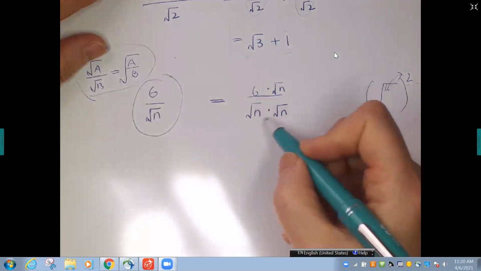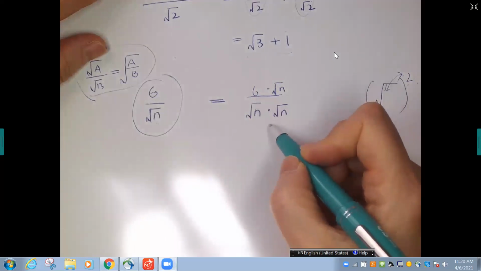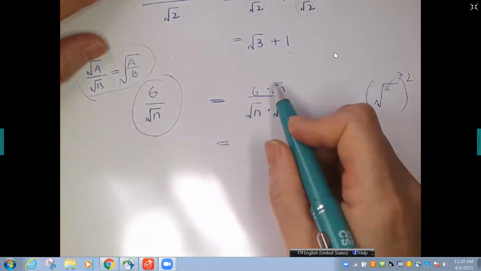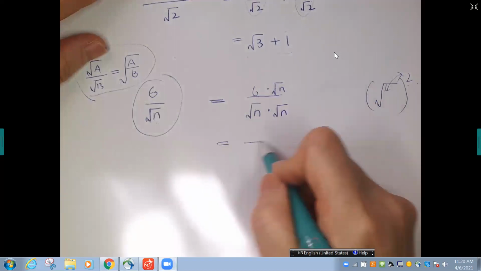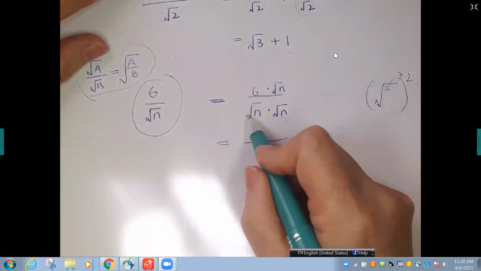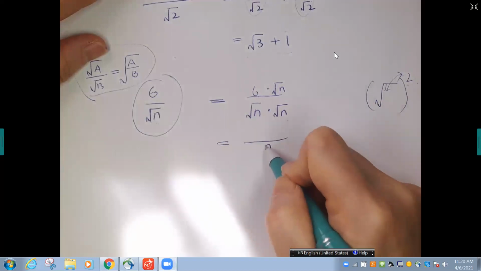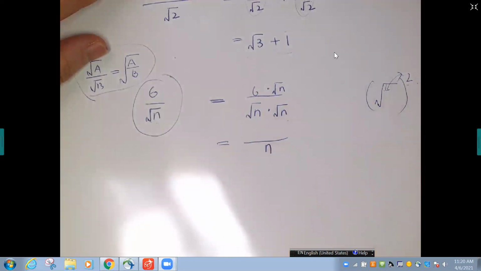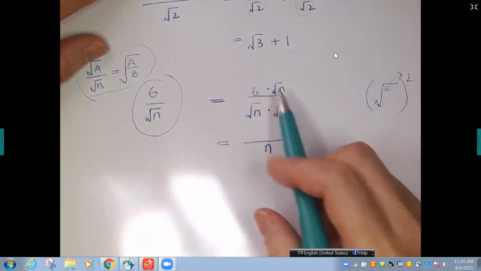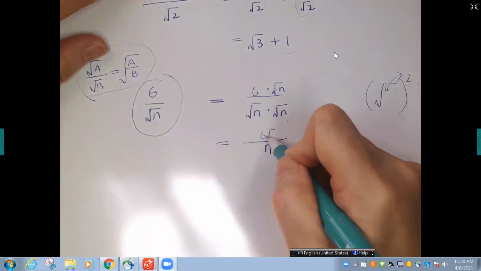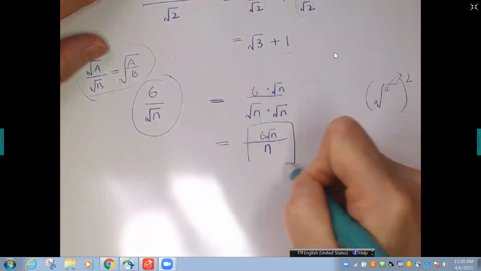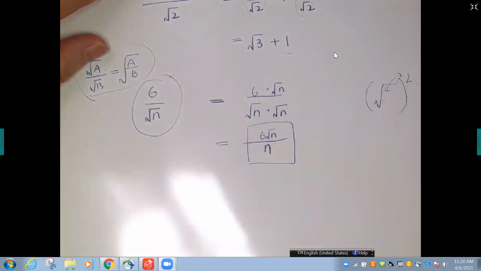But after we multiply this radicand expression on both numerator and denominator, what happened? The denominator, radical n times radical n, turns into n. And the numerator, 6 times radical n, will remain the same. This will be the final answer.